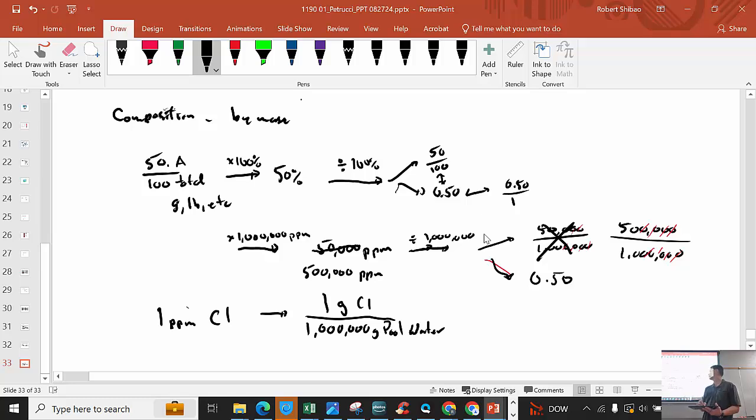So this would be our conversion factor that we'd use. And we can use this to convert from grams of pool water to grams of chlorine. So if I had a million grams of pool water and I wanted 1 part per million, then in that million grams of pool water, I better have 1 gram of pure chlorine in there. And that would give me my 1 part per million chlorine in the pool water. And so I can convert from pool water to chlorine, or I can invert this.